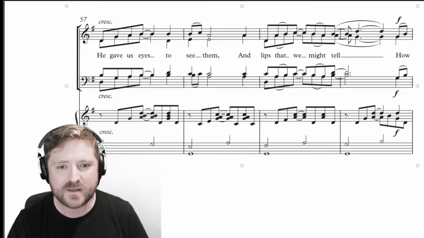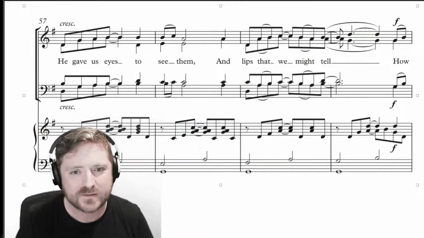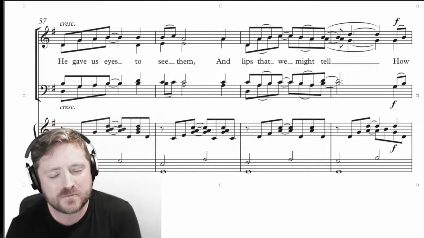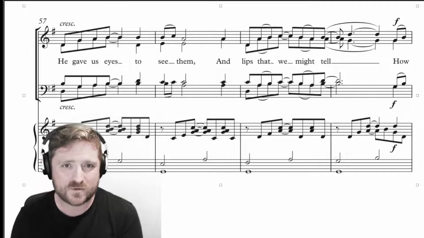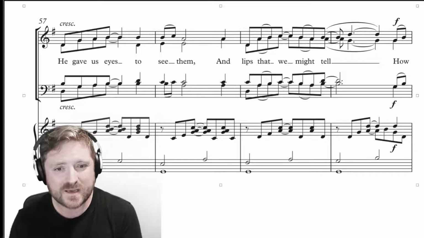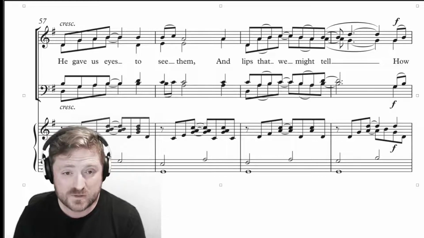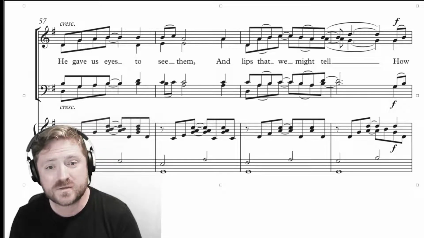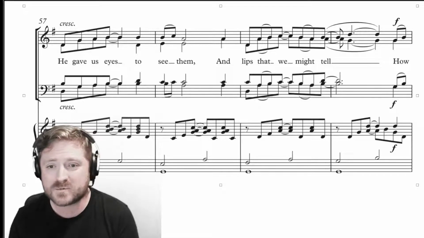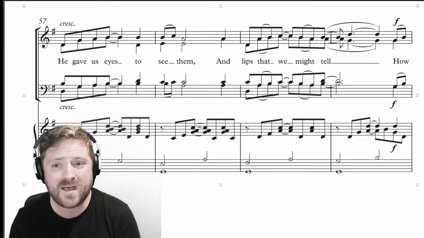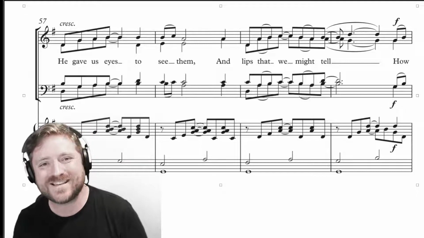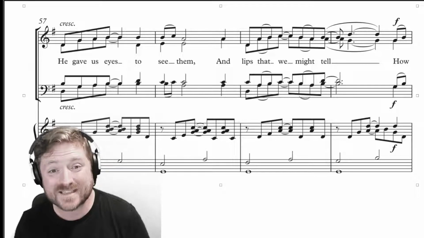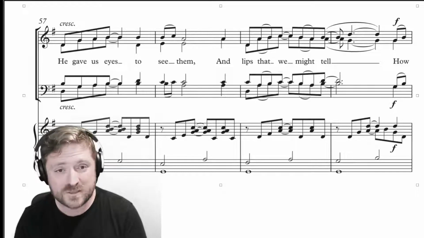And here's another fabulous bit of Rutter. I used this as an example in Singer's Toolkit 1 because this is one of the bits that always throws choirs. It really does. I used to do this piece all the time. This is All Things Bright and Beautiful. And this is "He gave us eyes to see them and lips that we might tell." Sounds easy, doesn't it? But if you look at what's written on the page, it doesn't look easy. It sounds easy. Okay, I'll just play it for you.